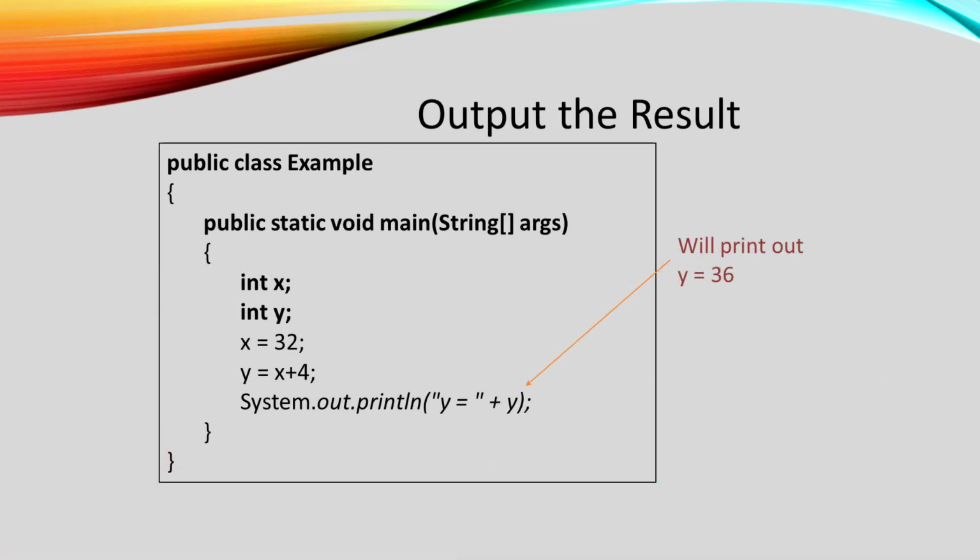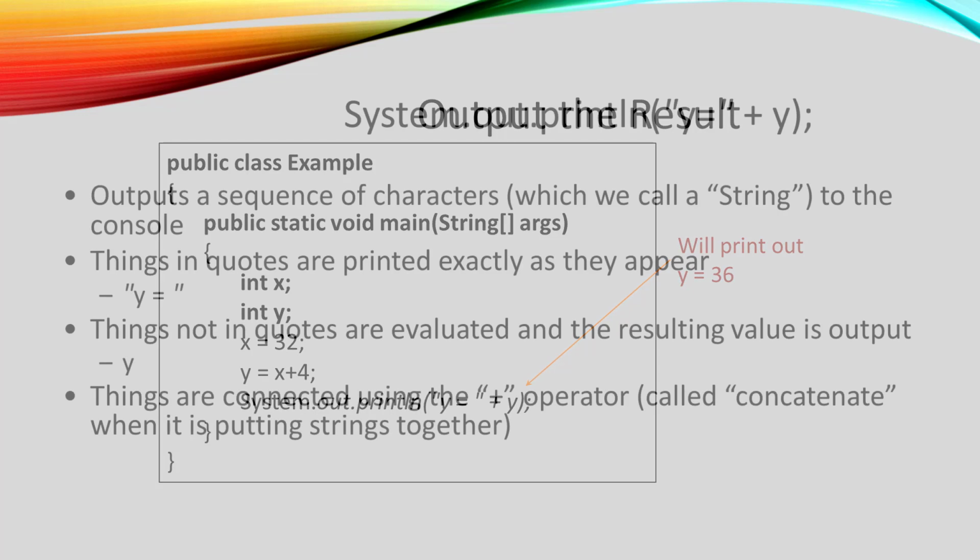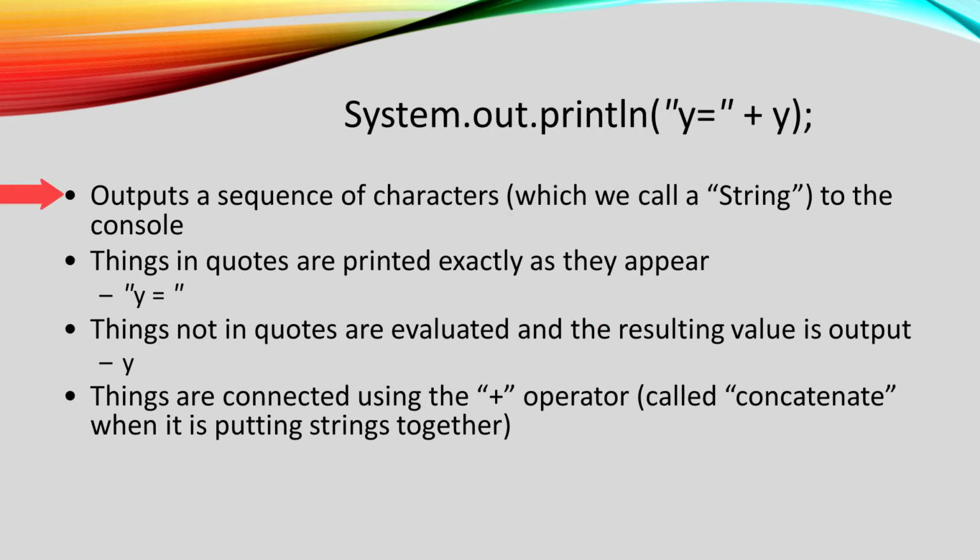Let's continue with the example we started in the last video. That last statement, System.out.println, is the instruction to print something to the screen so the user can see it. The stuff inside the parentheses is what gets printed out. System.out.println will output a series of characters to the console, to the screen. We call a sequence of characters a string. The stuff that's in the parentheses is building that sequence of characters.